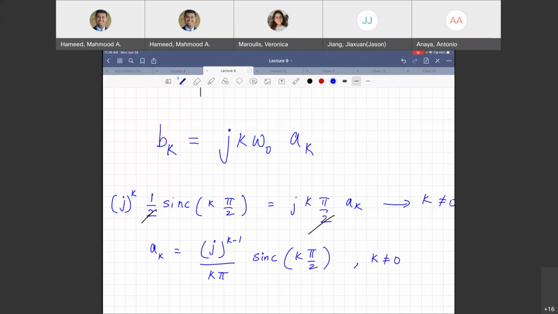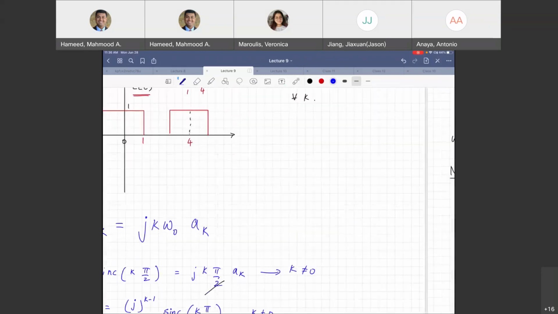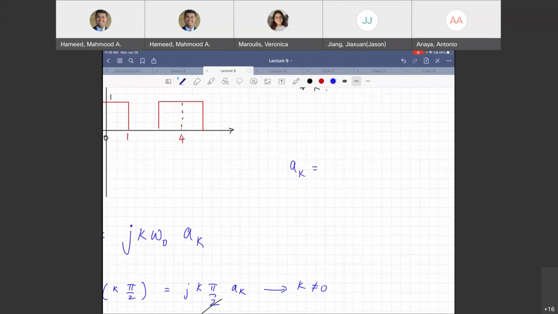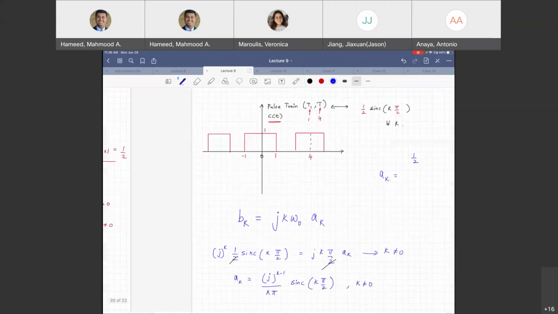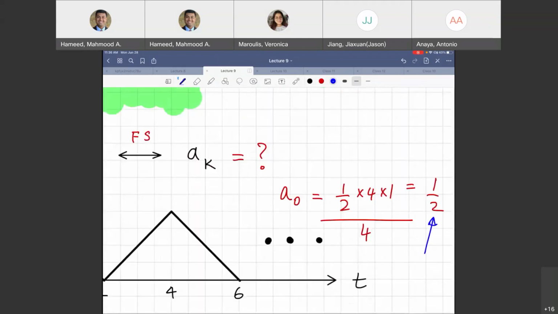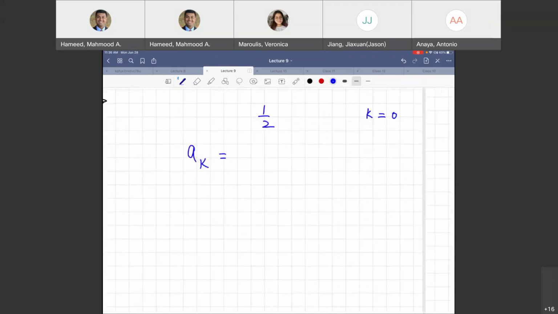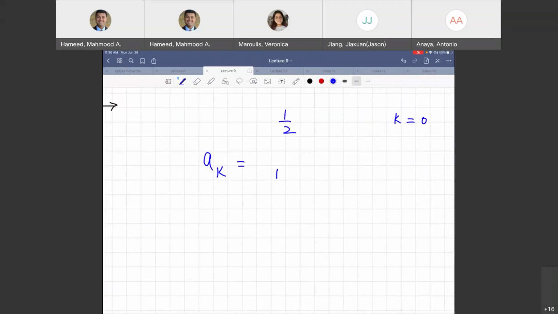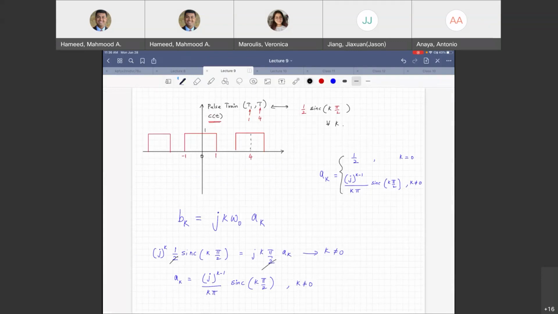I think we are ready to write our final answer. ak equals half when k equals 0. Yeah. And when k doesn't equal 0, we have got j raised to k minus 1 divided by k pi, sinc k pi over 2. I think I copied it, right? Yes. Questions?